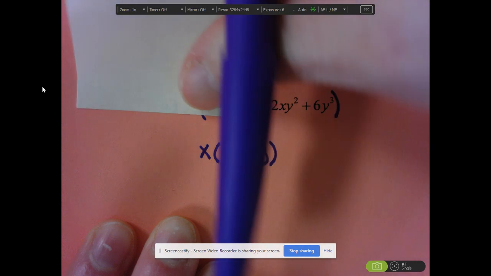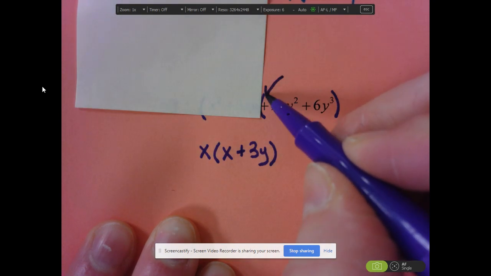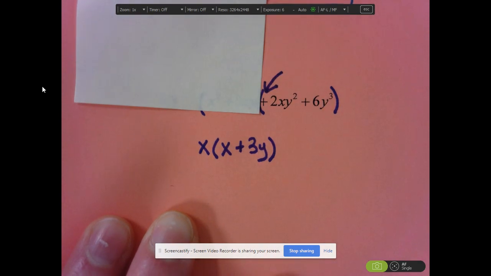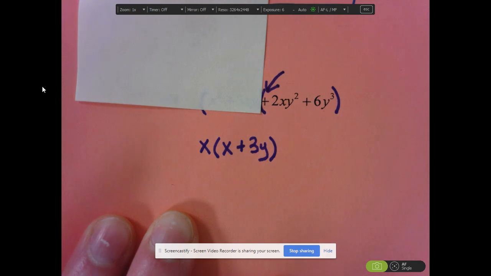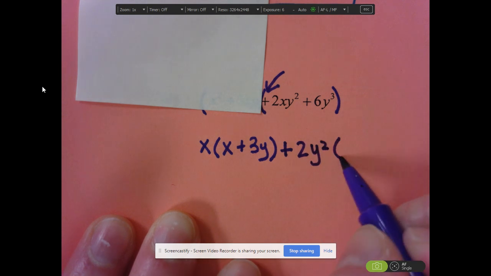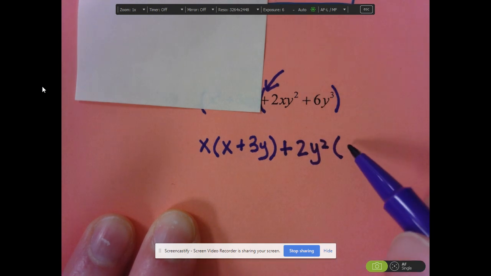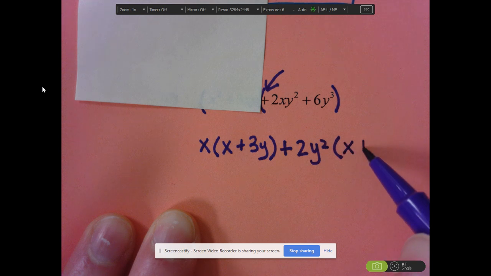Then I move it over. Again, because this is a plus sign right there, I'm going to factor out a positive number. So, 2. 2 what? 2y squared. In parentheses then, x plus 3y.